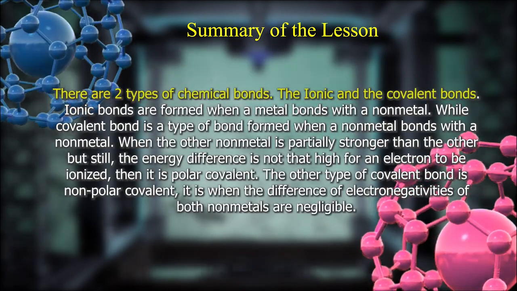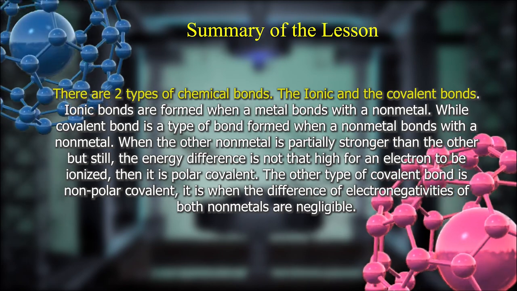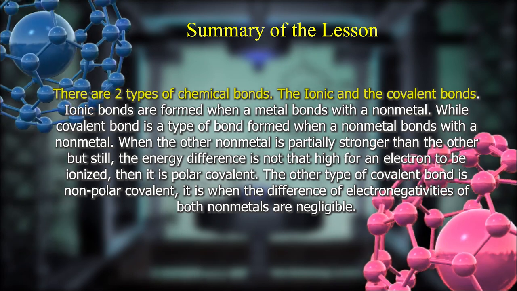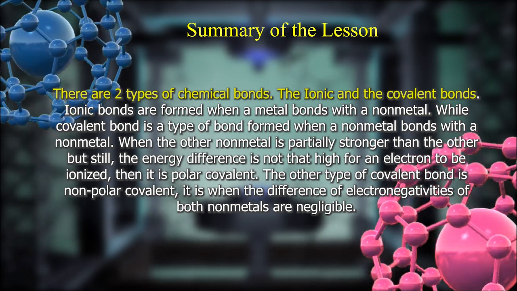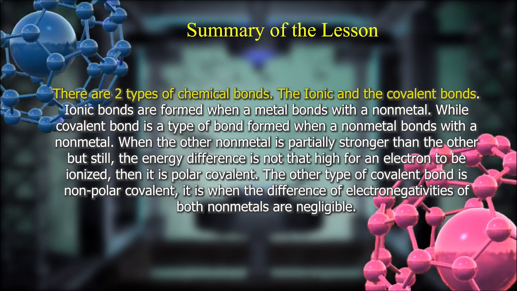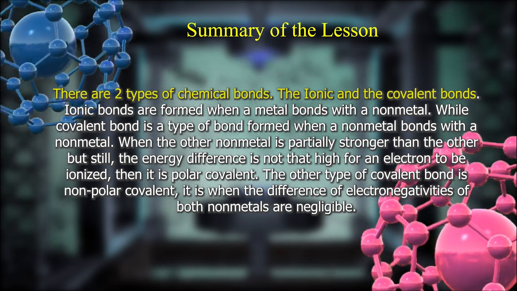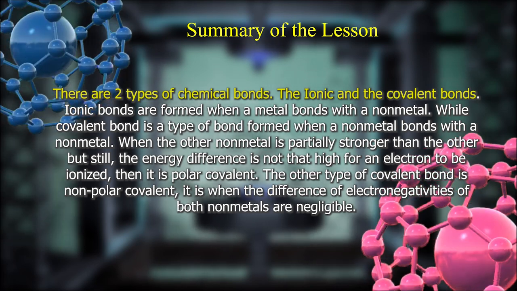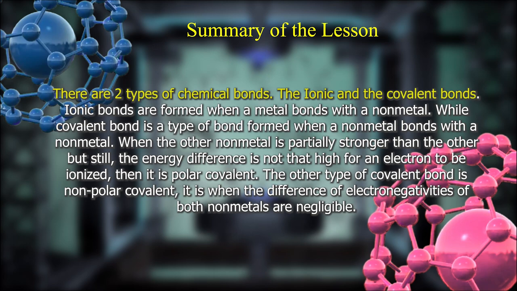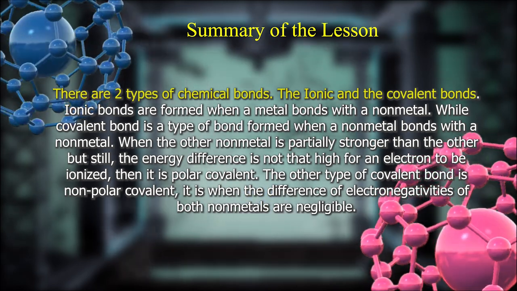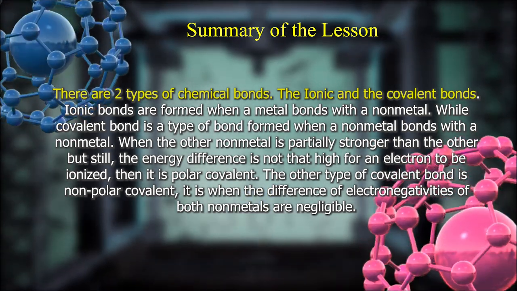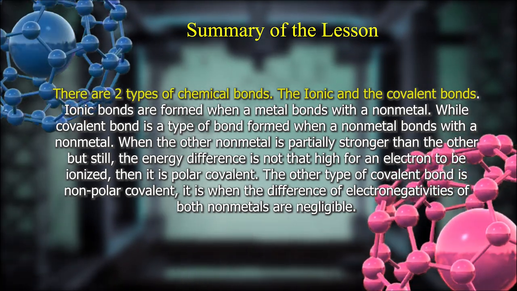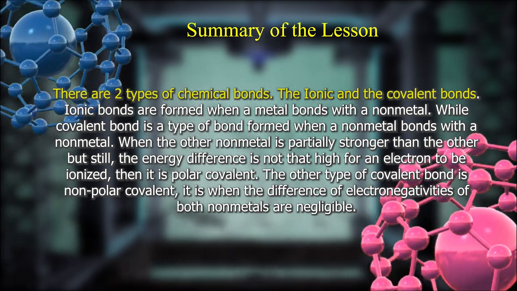There are two types of chemical bonds, the ionic and the covalent bonds. Ionic bonds are formed when a metal bonds with a nonmetal, while covalent bond is a type of bond formed when a nonmetal bonds with a nonmetal. When one nonmetal is partially stronger than the other, but still the energy difference is not that high for an electron to be ionized, then it is polar covalent. The other type of covalent bond is nonpolar covalent. It is when the difference of electronegativities of both nonmetals is negligible.